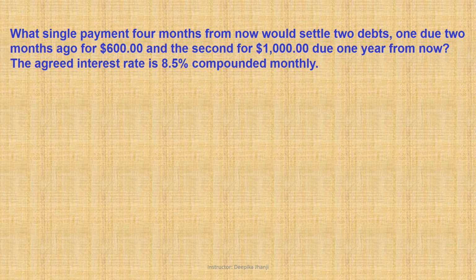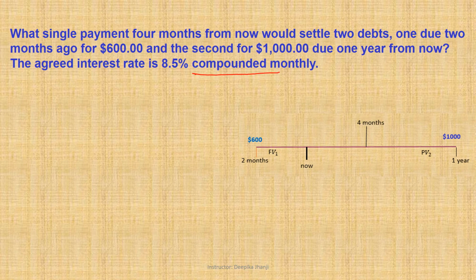If you want to try this question, you can pause the video. Okay, the golden word here is compounded, so that indicates we need to use compound interest formulas. Let's draw the timeline. This is the present. One debt was due 2 months ago and the second debt is due 1 year from now. But we want to pay the whole debt 4 months from now. So that is our focal date.